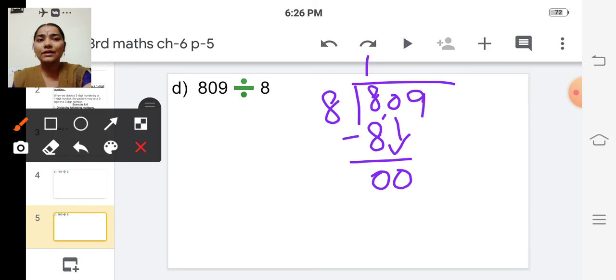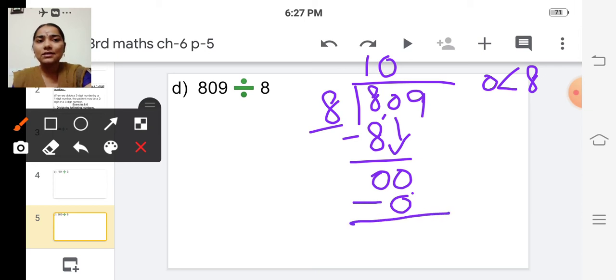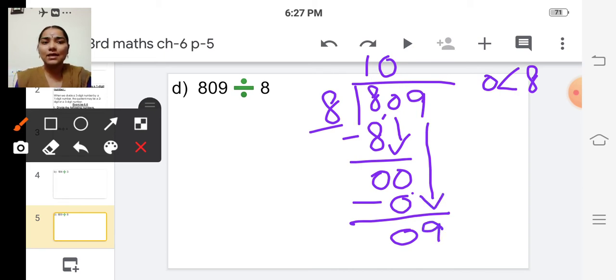So now the dividend is 0. But 0 is less than the divisor. 0 is less than 8. So we cannot divide. So what do we have to do? We have to write 0 in the quotient and 0 below the dividend and subtract. 0 minus 0 is 0. Now bring down this 9 here.